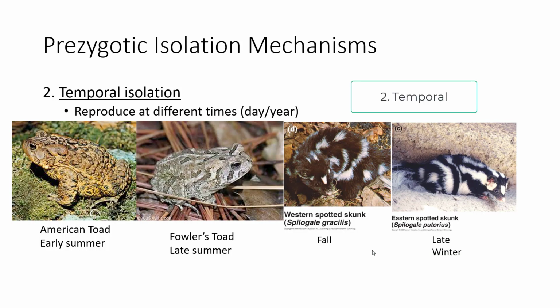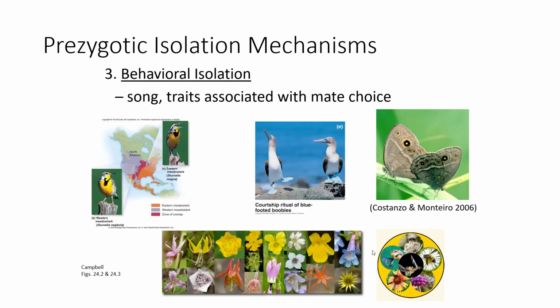Temporally, they could reproduce at different times, either different times of the day or different times of the year. An example is two toad species: if they are mating at different times of the year, then they are not going to have their gametes come in contact with one another and make zygotes. Likewise, with the skunks, they may not come in contact with one another, and they may not even be in season. If one meets another and one is feeling like mating, the other one may not be ready to mate at that time.